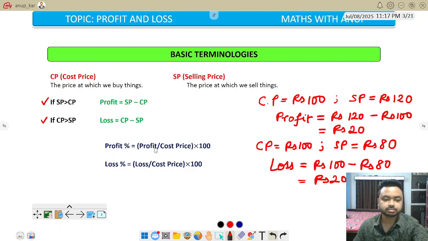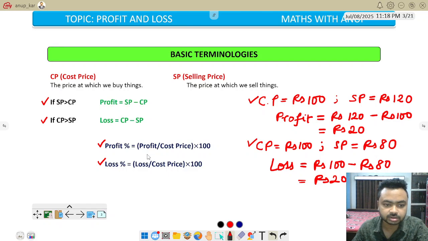Now coming to another term, profit percentage and loss percentage. Okay, so profit percentage is calculated on cost price, and loss percent is also calculated on cost price. Why and why not on selling price? Because we can see with the help of the example, the cost price of an article does not change in both the cases. Here also it is 100 and here also it is 100, but we can sell it at any price. So the selling price is not a fixed terminology. Okay, but the cost price is a fixed term.